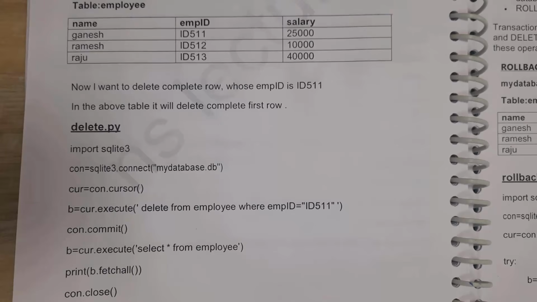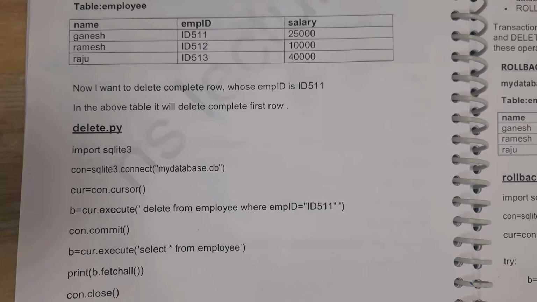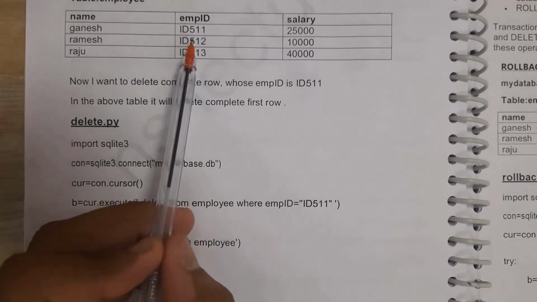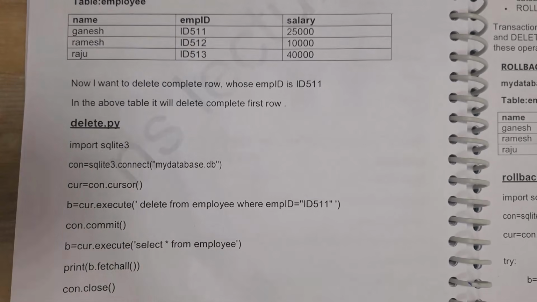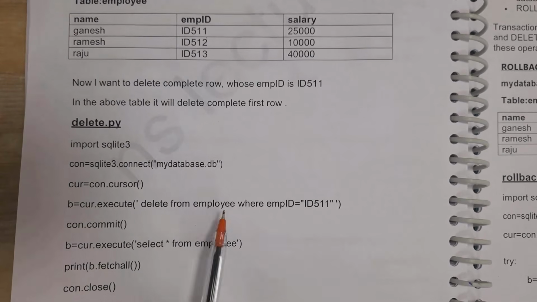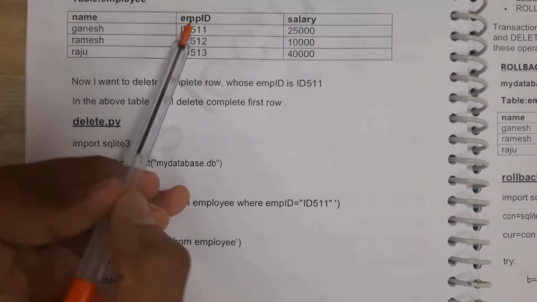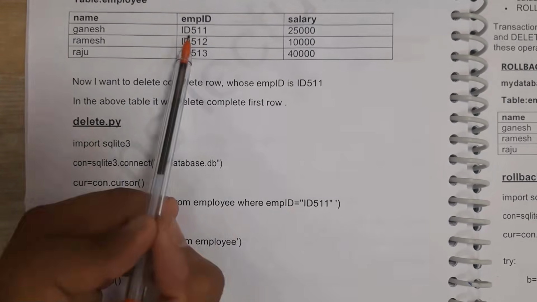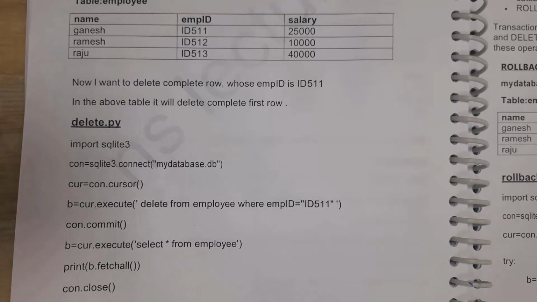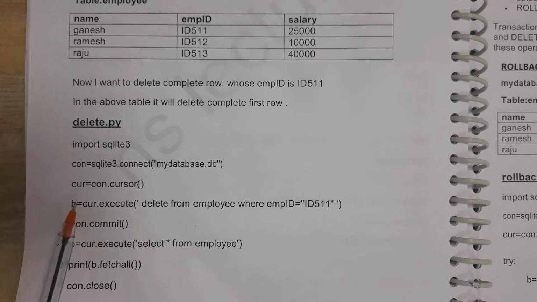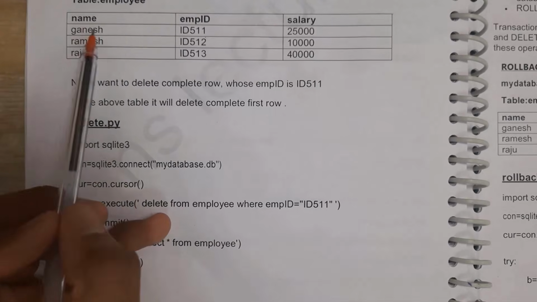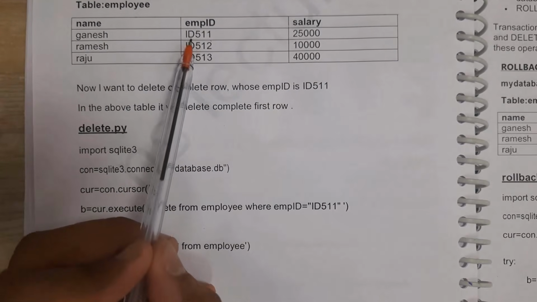Guys, if you want to insert any data, or modify any data, or delete any data, you need to write these queries in the execute method. So inside the execute method, I want to delete the row whose employee ID is 511. So just write here delete from employee where ID is equal to 511. Definitely after performing each and every operation, you need to write here commit. So whenever I run this line of code, it will delete this complete row whose employee ID is 511.